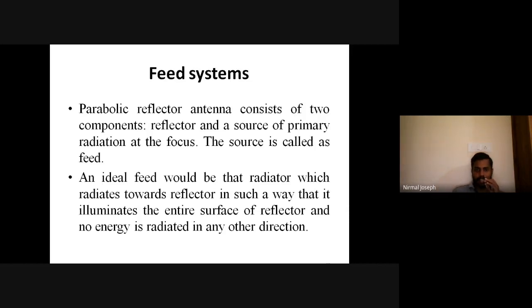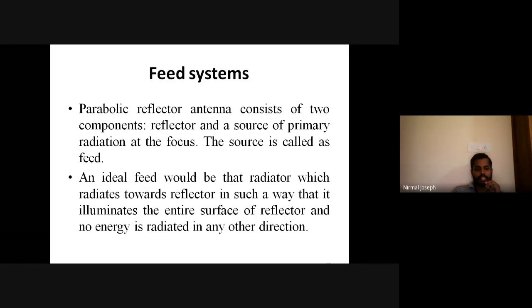Parabolic reflector antenna consists of two components: reflector and a source of primary radiation at the focus. The source is called the feed. All these things we have seen already. An ideal feed would be that radiator which radiates towards the reflector in such a way that it illuminates the entire surface of the reflector and no energy is radiated in any other direction. That is an ideal feed.